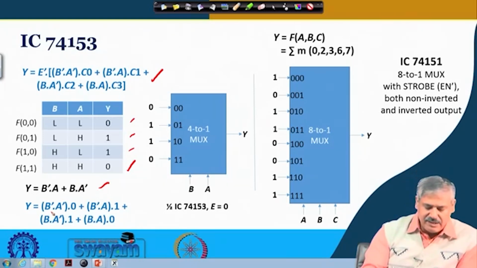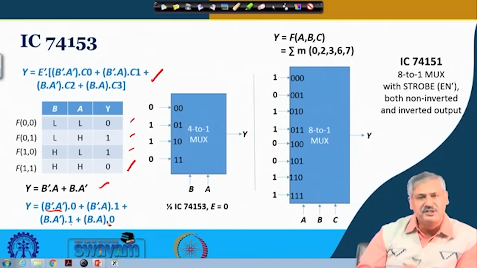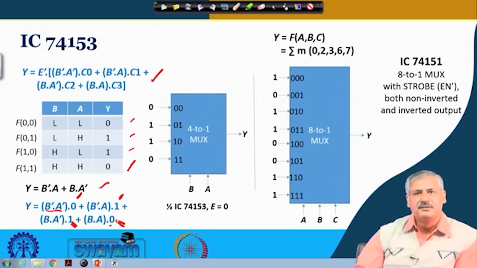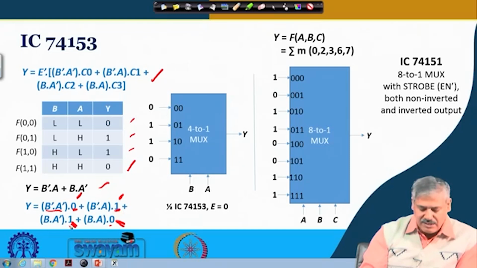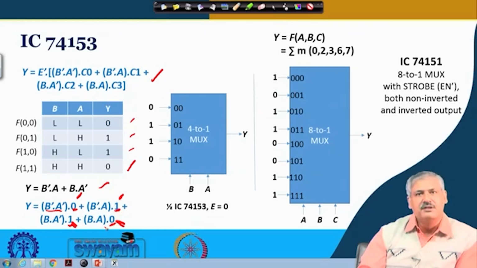So, this we can write in terms of all the min terms: b prime a prime AND 0, b prime a AND 1, b a prime AND 1, and b a AND 0. So, this looks like a multiplexer equation with d0 equal to 0, d1 equal to 1, d2 equal to 1, and d3 equal to 0, isn't it? And in the 74153 context, these are C0, C1, C2, C3. So, C0 is 0, C1 is 1, C2 is 1, and C3 is 0.